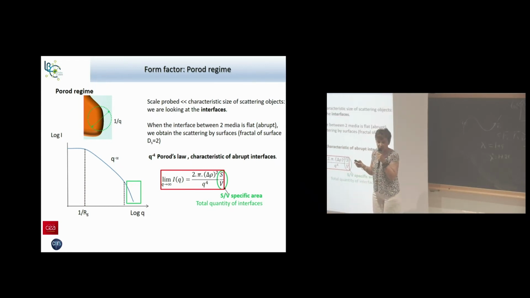It's characteristic of an abrupt interface, and then the limit of the scattering intensity at low Q varies as the inverse of Q to the power 4, and the prefactor is 2 pi times the contrast squared, times the total interface in the sample, the specific area, the total surface inside the whole volume of the sample.